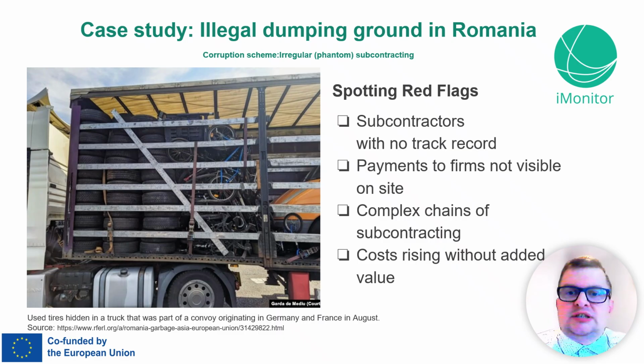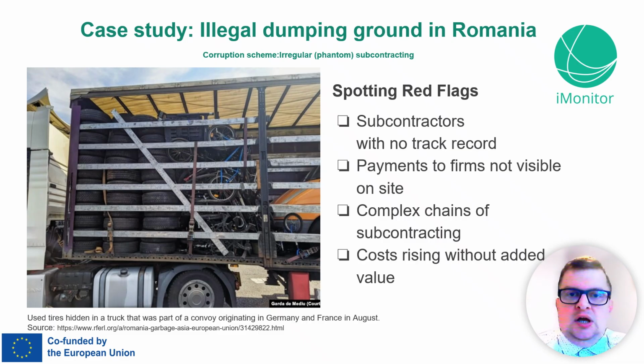First, check the paperwork. If the contracts list vague ecological deliverables like recycling services, but don't specify clear outputs, that's suspicious. Second, look at the subcontractors. If they have no track record in recycling or suddenly appear in the chain, they may be phantom firms. And third, go on site. If promised recycling plants are quiet, or if you see piles of waste being burned or buried instead of processed, that's a clear signal of corruption.